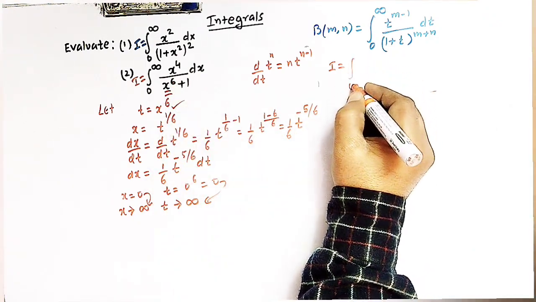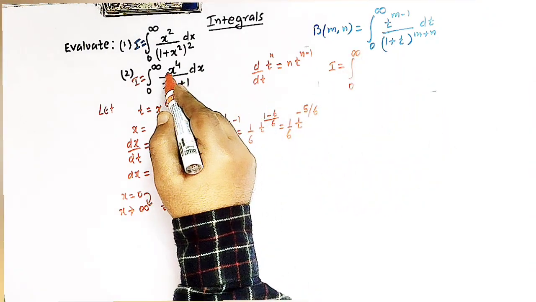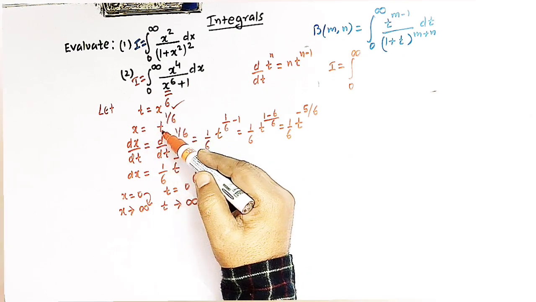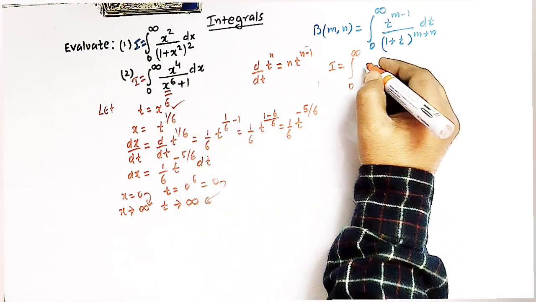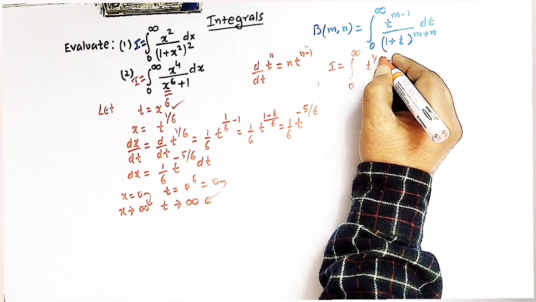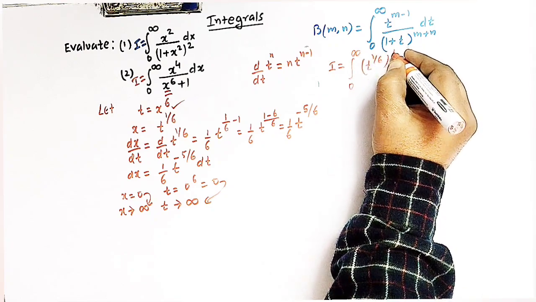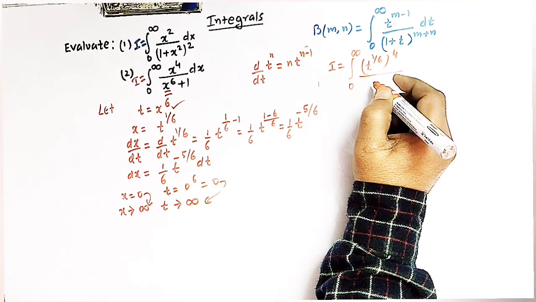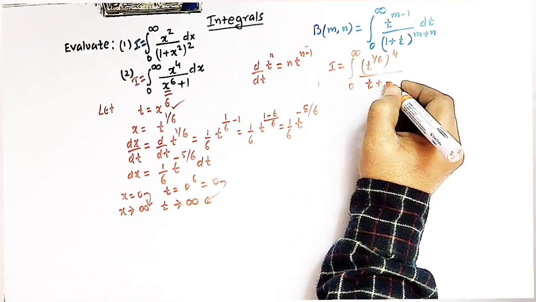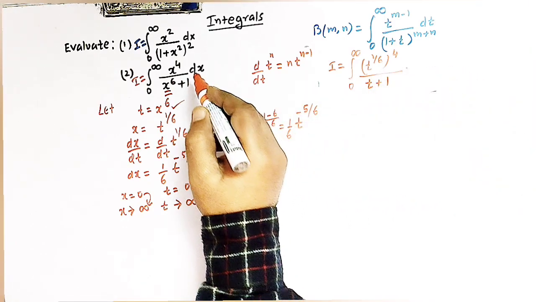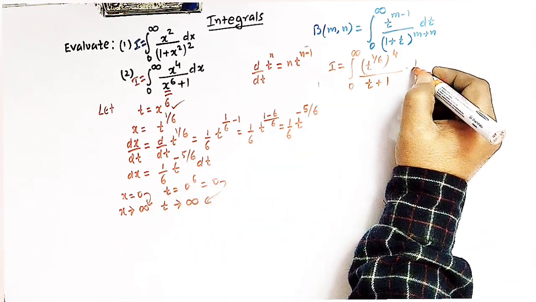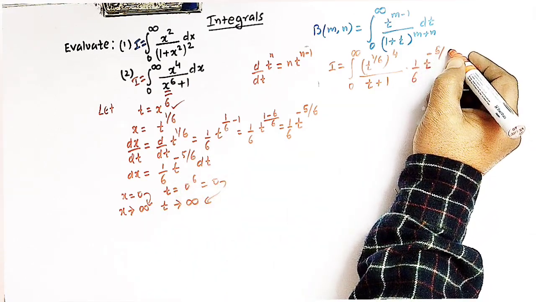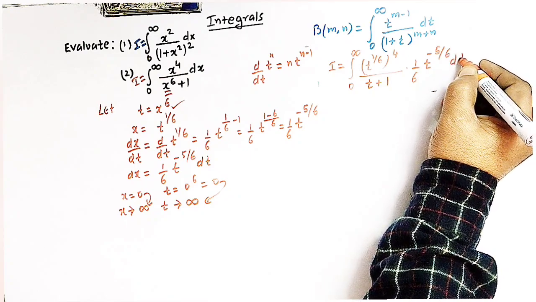So we have 0 to infinity, then we have x raised to 4, right? So here x is t raised to 1 over 6. So we have t raised to 1 over 6, and then we have 4 here, and x raised to 6 can be written as t, and this is t plus 1, and for dx we can write 1 over 6 and t raised to minus 5 over 6, and here we have dt.